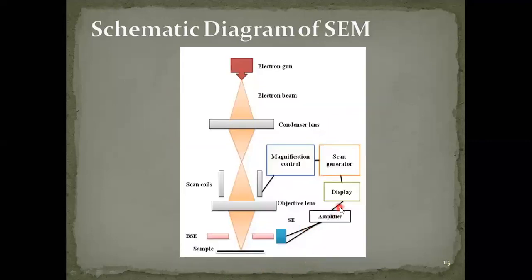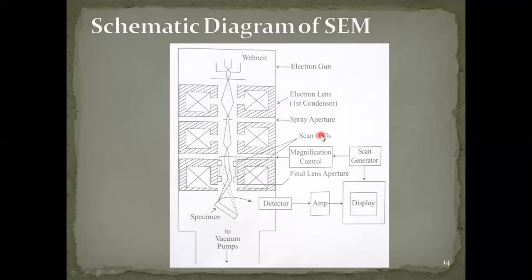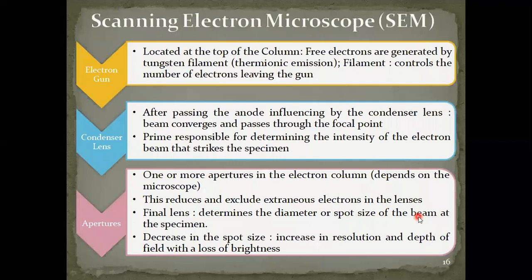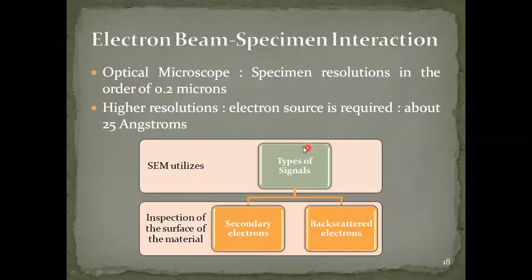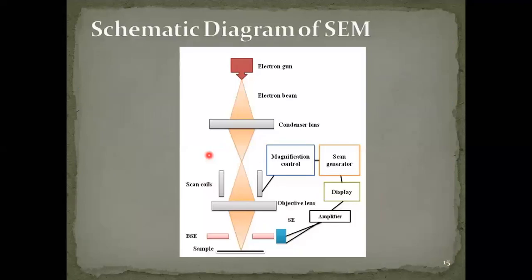Here you can see there are secondary electrons as well as backscattered electrons. So this is a schematic: electron gun, condenser lens, apertures, scan coil, specimen and detection unit, right? These are the things we have discussed. Then with the optical microscope, specimen resolution will be 0.2 microns, or else it will be 25 angstroms. There will be two types of signals coming from the cell material. What are they? Secondary electrons and backscattered electrons. I have shown this in this diagram.